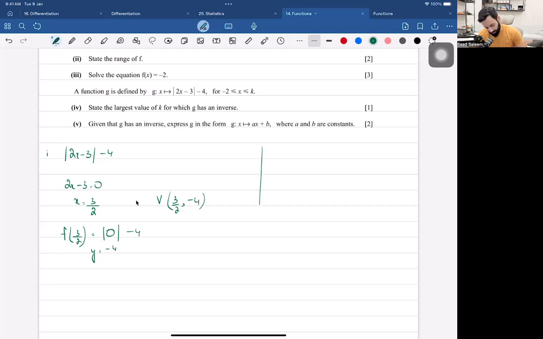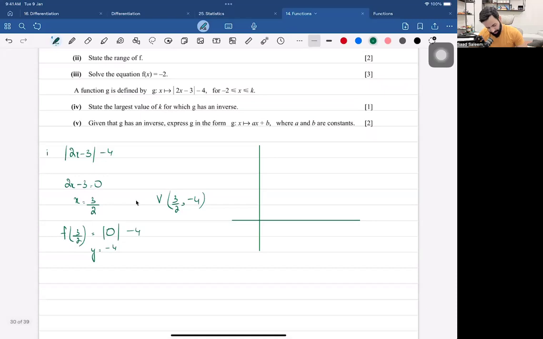So what's the situation like right now? This is what it looks like. Remember, it's a sketch, but still, we're going to try and be as accurate as possible. 3 upon 2 means 1.5. So if this is 0, this is 1, this is 2, then 1.5 will be somewhere over here. And let's say this is 2, this is minus 4. So 3 upon 2, minus 4 is going to be somewhere over here.